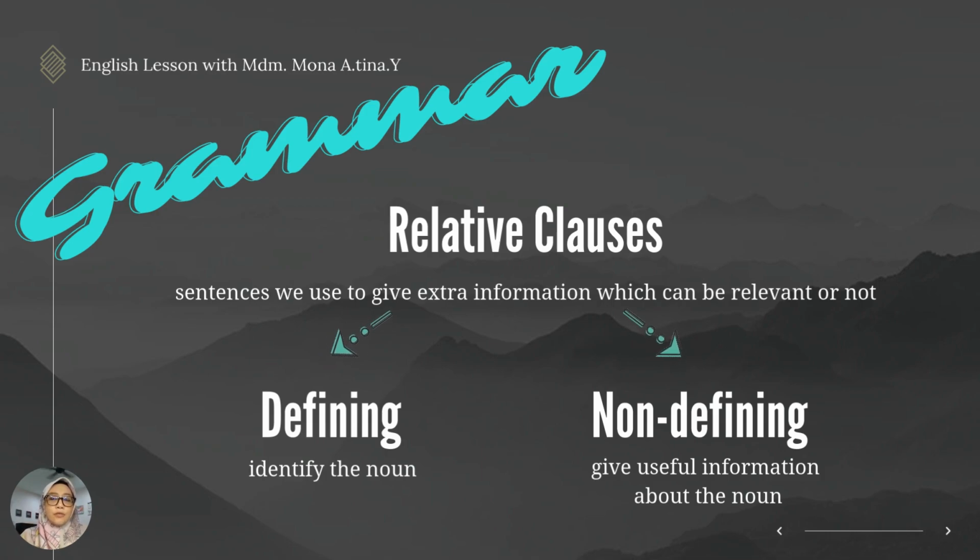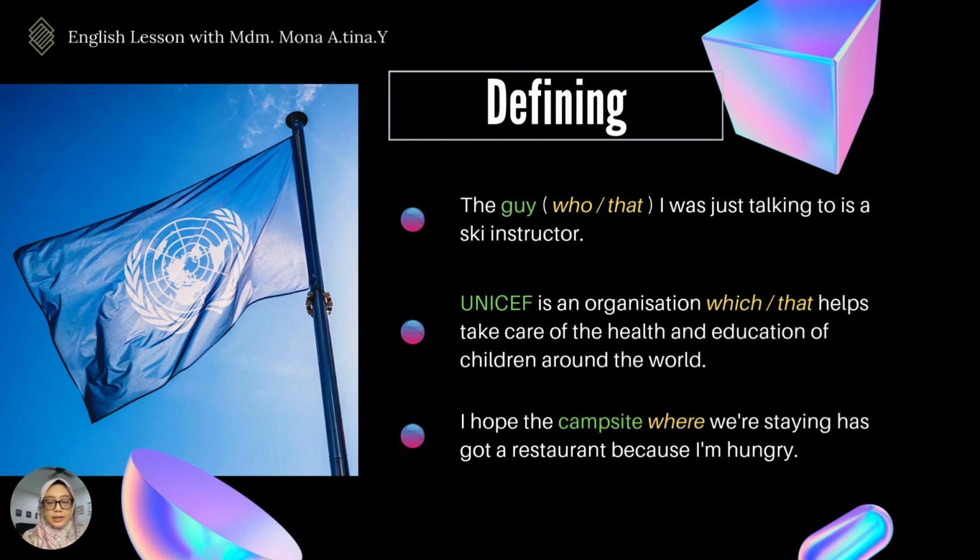And the other one is non-defining. Okay, non-defining here is actually to give extra information, to give useful information about the noun. Tadi kita dah terang tentang kata nama tu kan. Okay, so sekarang kita bagi lagi tahu sedikit informasi berkenaan kata nama tersebut. We want to explain more, much more detail. Okay, so that is defining and non-defining relative clause. So now, let's take a look at example of sentences.